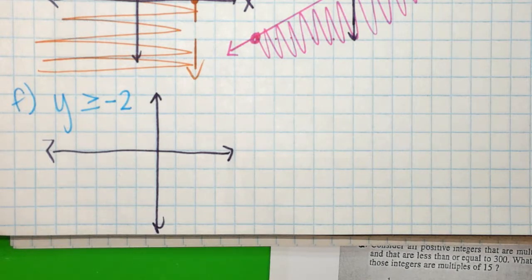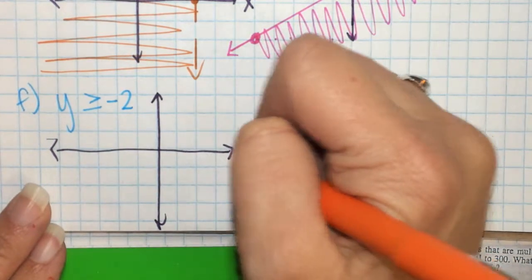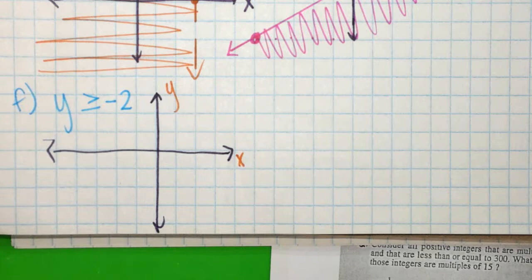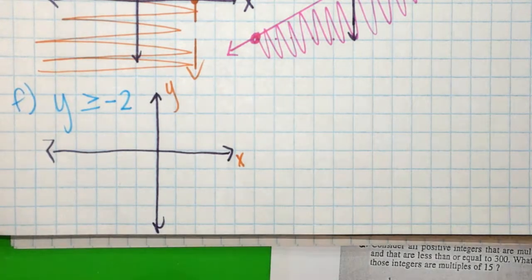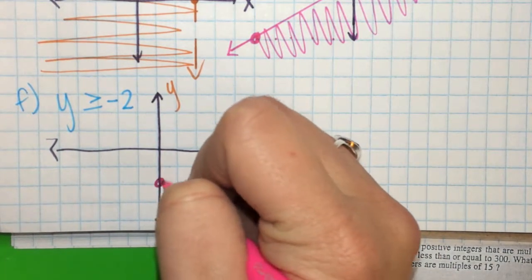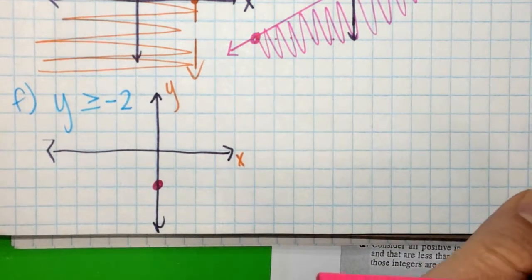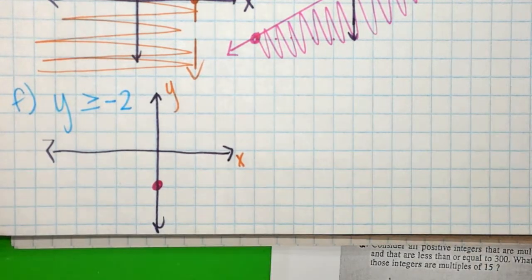Alright, now, it says y is greater than negative 2. So is it going to go on the x-axis or the y-axis? On the y-axis. So are we going to go up or down? Down. All right, so go down 2, put a dot. Now, is it going to be a vertical or horizontal line? Horizontal. And is it going to be solid or dashed?